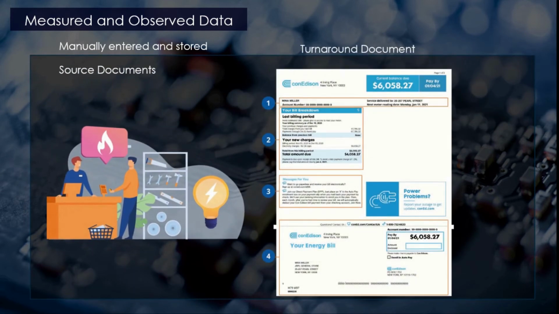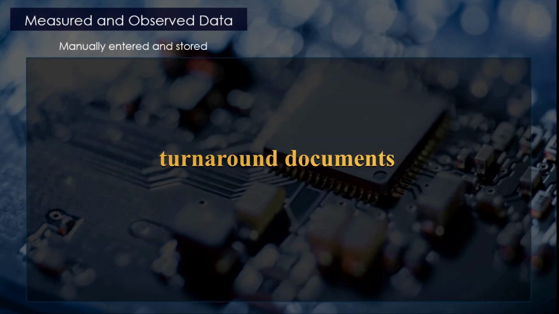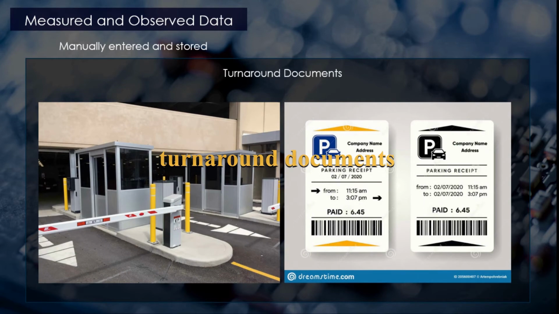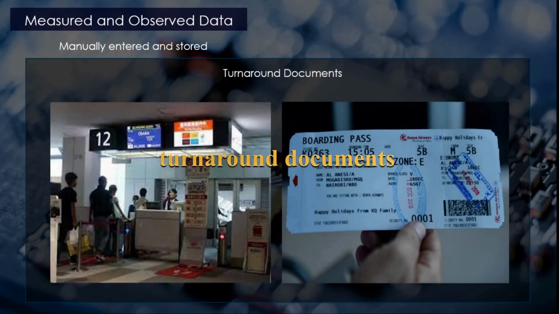In the case of the utility bill, however, the bill originated from within the organization, came to you, then you return to the organization to make a payment and update your records. The organization then keeps the payment remittance slip as proof that the transaction took place. This type of source document is referred to as a turnaround document. Other examples of turnaround documents are parking receipts from automated parking kiosks or boarding passes that are used at the airport or other transportation hubs.